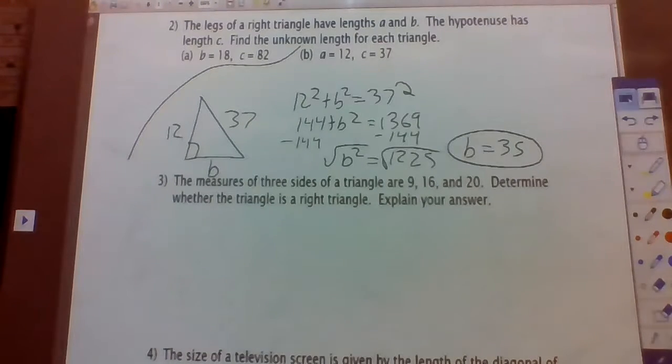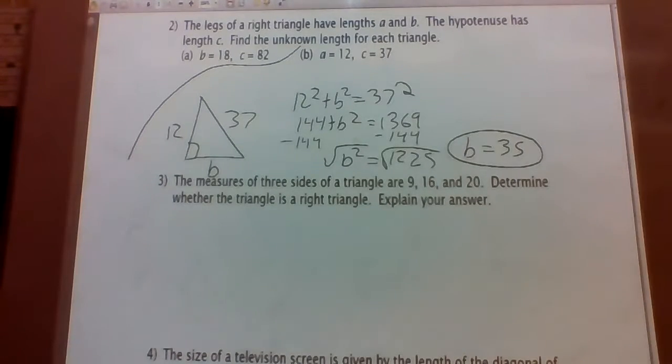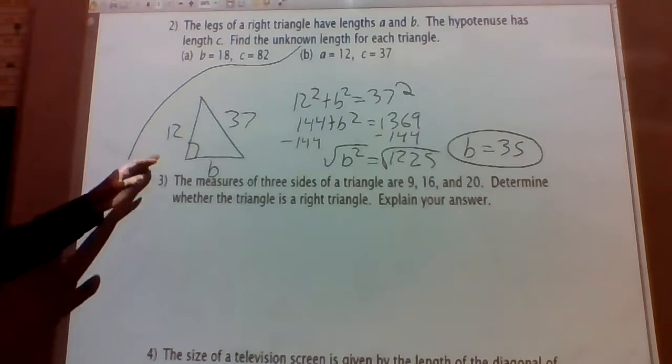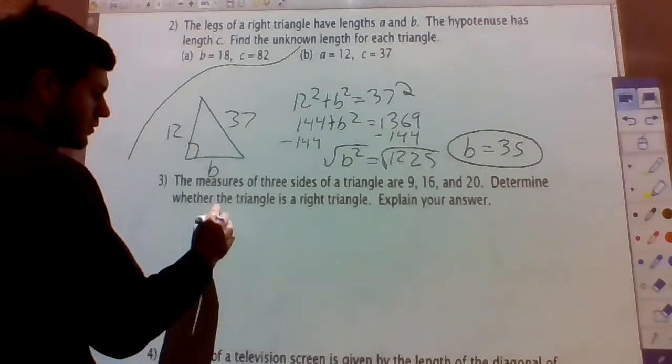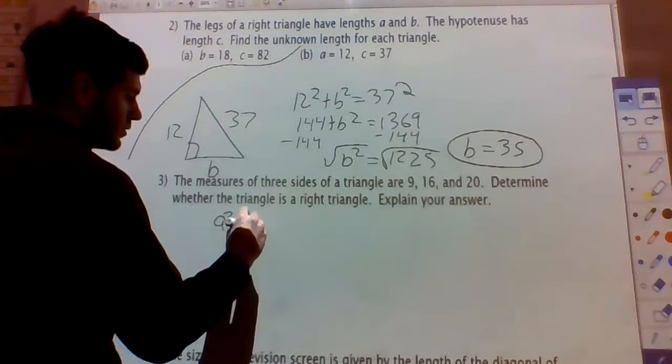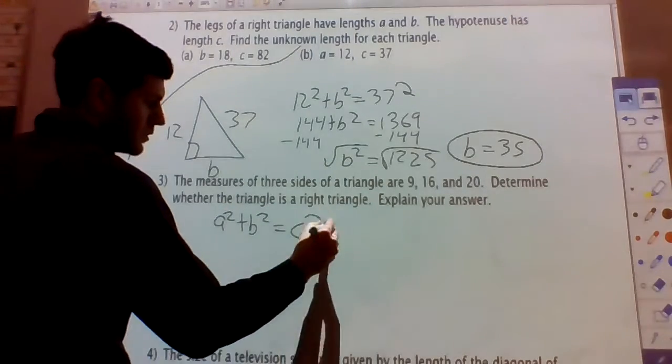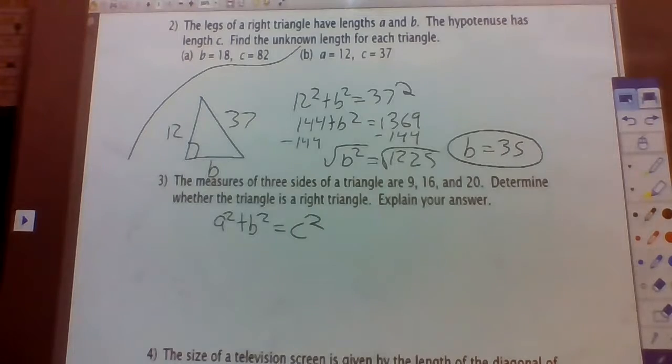Number 3 asks, the measure of 3 sides of a triangle are 9, 16, and 20. Determine whether the triangle is a right triangle. Explain your answer. So if it's a right triangle, we know that a squared plus b squared is going to equal c squared. Okay, this is true of all right triangles.